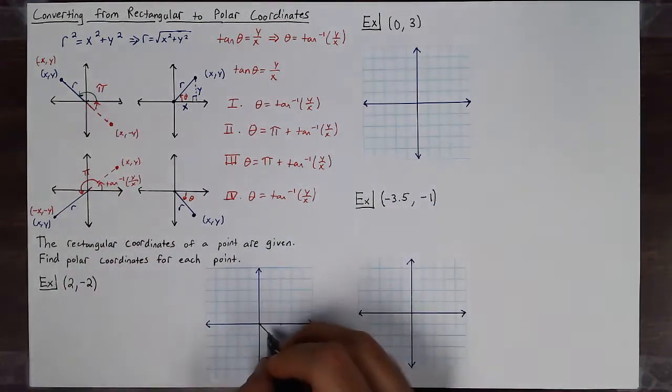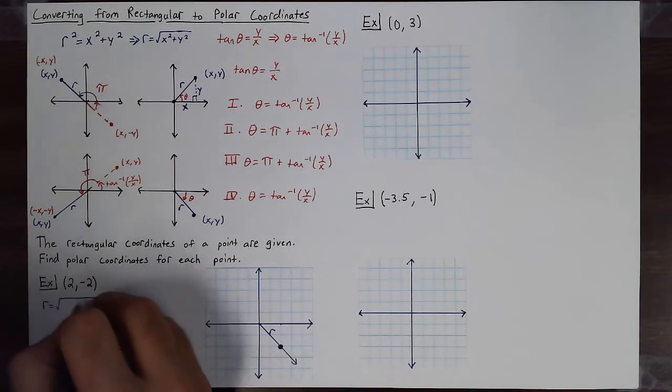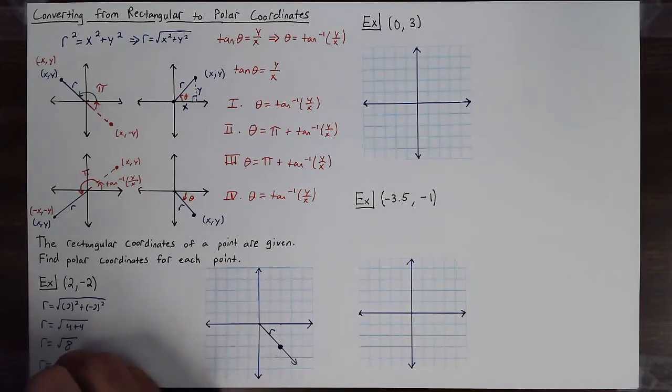So first I'm going to find that radius. So r is just equal to the square root of 2 squared plus negative 2 squared. So 4 plus 4, which is the square root of 8, which can be simplified to 2 square roots of 2.